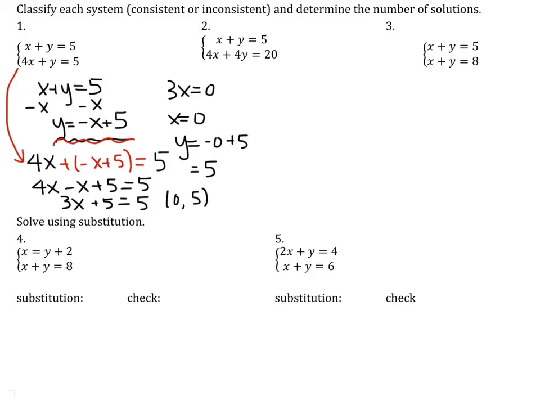What do we call it when there's only one solution? Exactly one solution. So this system is consistent and independent.